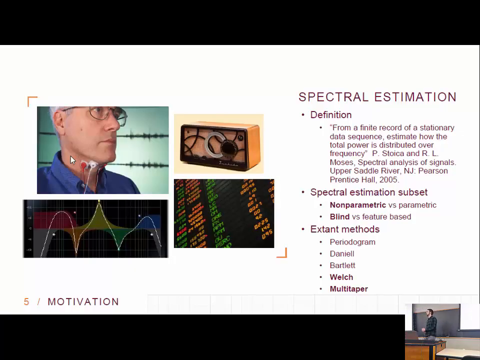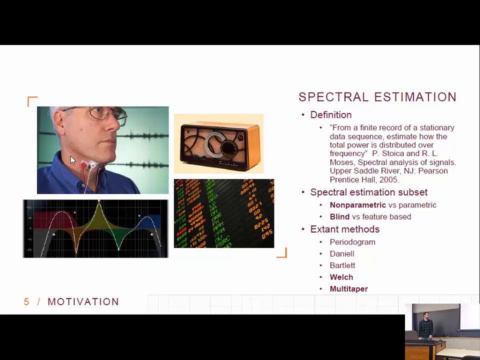So here's the definition for spectral estimation. From a finite record of a stationary data sequence, estimate how the total power is distributed over frequency. There are many different types of spectral estimation depending on what you're doing. My thesis was concerned with non-parametric spectral estimation, which essentially amounts to just trying to find a power spectral density estimate. And I'll show you what that looks like later if you're not familiar with what that is.